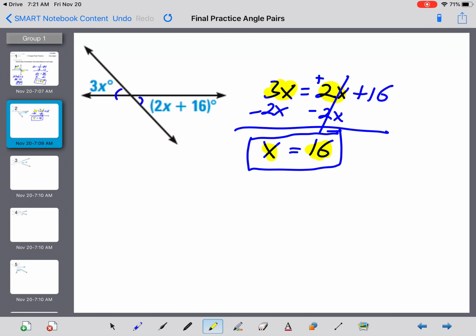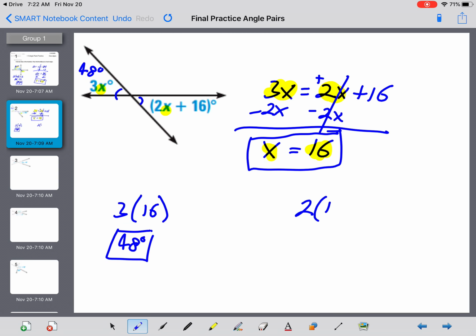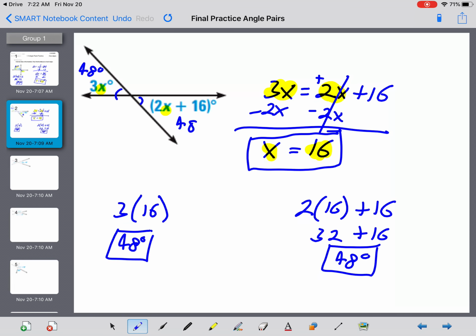You need to plug that value of x, which is 16, into both angles now. So the first one is 3 times 16, and 3 times 16 is 48. So this is 48 degrees, and we know we've completed this question right if the next one comes out to 48 as well. 2 times 16 plus 16. Well, 2 times 16 is 32, and 32 plus 16 is 48 degrees. So that works out. Vertical angles are congruent, which means they should be the same degree.